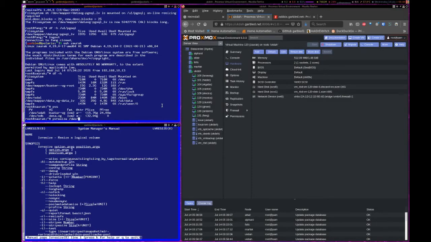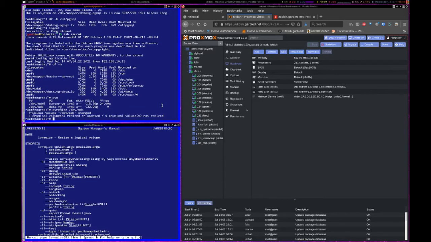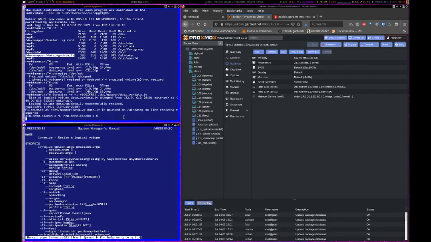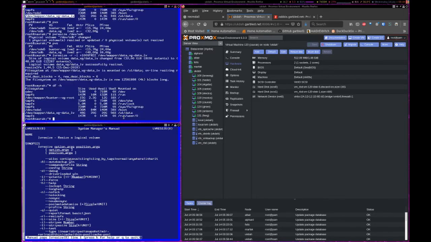PV resize, dev sdb. It was resized. I can see there's now free space. LV resize, plus 100% free. And it is this file system. And now we are in happy times again.